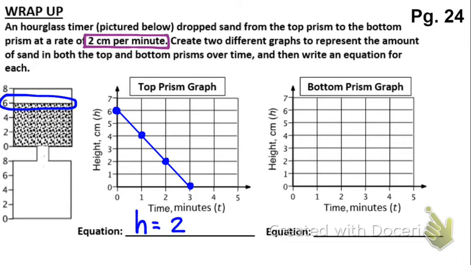2 centimeters per minute. So what did you say, Yasmin? Negative 2t. Am I done? No. Plus 6.